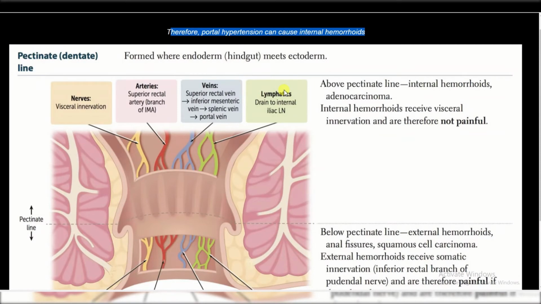This is the pectinate line, which differentiates the upper part and the lower part of the hindgut. The upper part is endoderm, the lower part is ectoderm. Where they both meet, this is called the pectinate line. The upper part of the pectinate line is related to internal hemorrhoids and adenocarcinoma. The lower part of the pectinate line is related to external hemorrhoids, anal fissure, and squamous cell carcinoma. Right? Upper parts are non-painful, and the lower part of the pectinate line is painful.